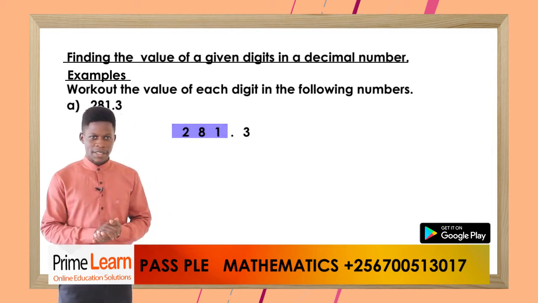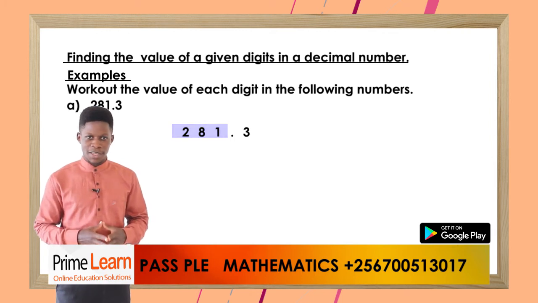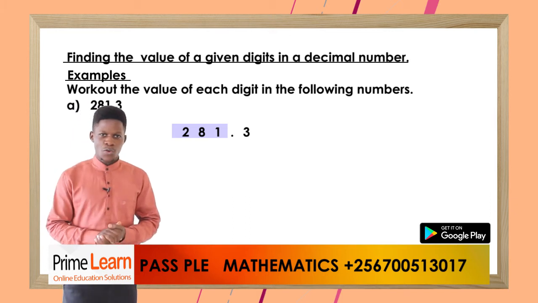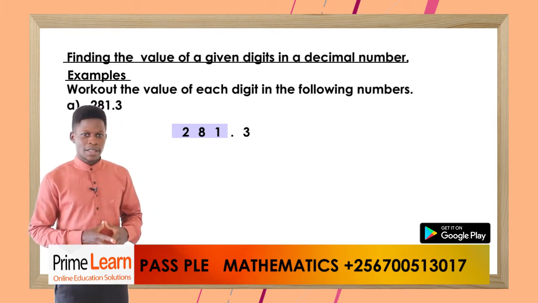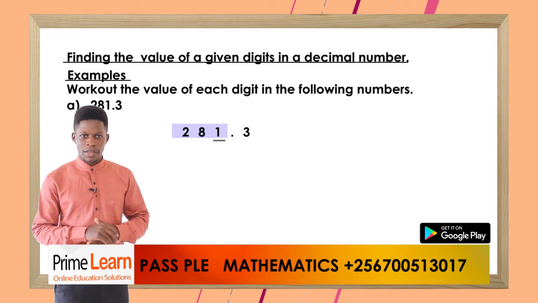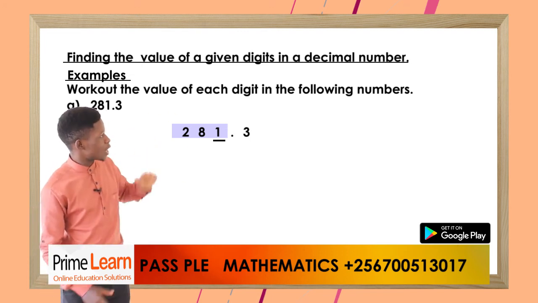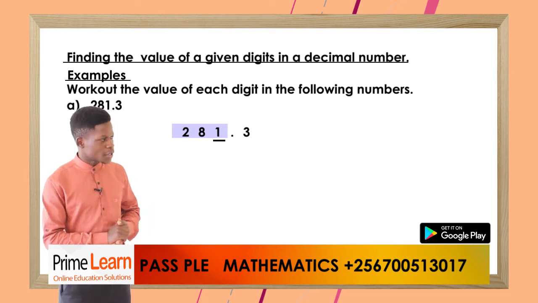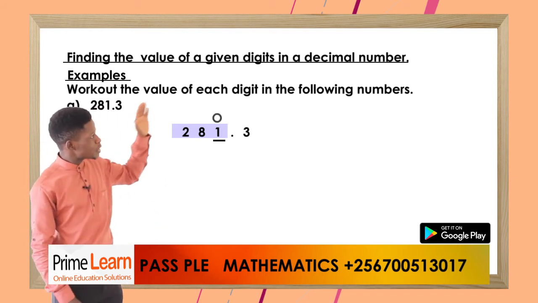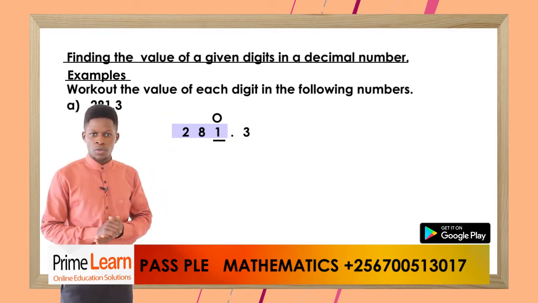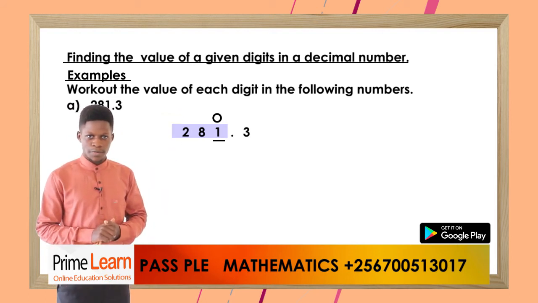The whole number part in this number has 3 digits, and these 3 digits are 2, 8, and 1. We see that the first digit just before the decimal point in this whole number part is digit 1. That means this 1 is in the ones place value, and up there we shall put O to represent ones.